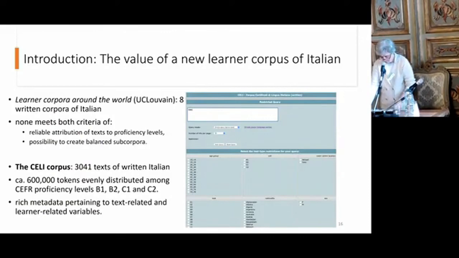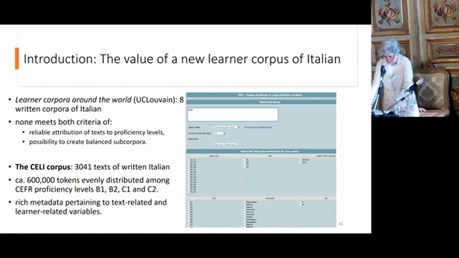So, why a new learner corpus of Italian? Learner Corpora Around the World, which is maintained by Université de Louvain, lists 8 written corpora of Italian. There are not many, but none of them meets both of the very relevant criteria of reliable attribution of texts to proficiency levels and the possibility to create balanced subcorpora.